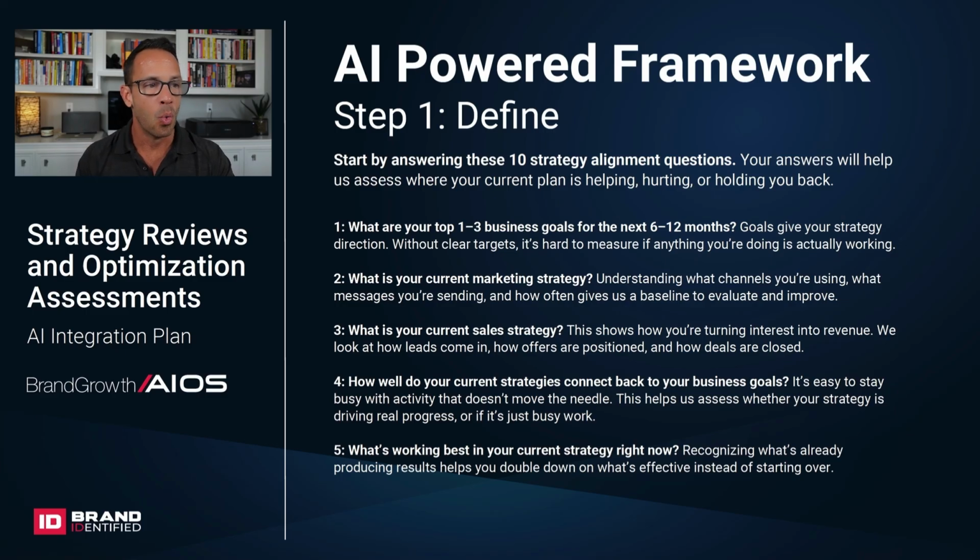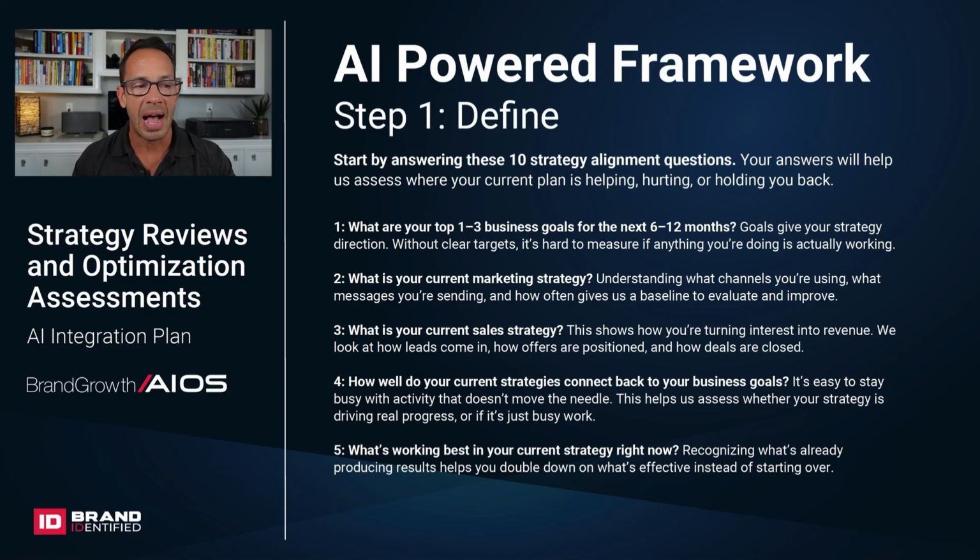Question number 2, what is your current marketing strategy? Understanding what channels you're using, what messaging you're sending, and how often gives us a baseline to evaluate and improve. Question number 3, what is your current sales strategy? This shows us how you're turning interest into revenue. We look at how leads come in, how offers are positioned, and how deals are closed.